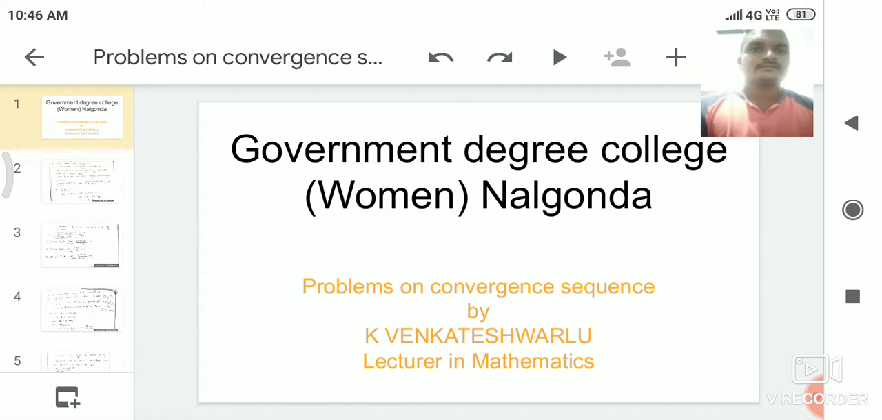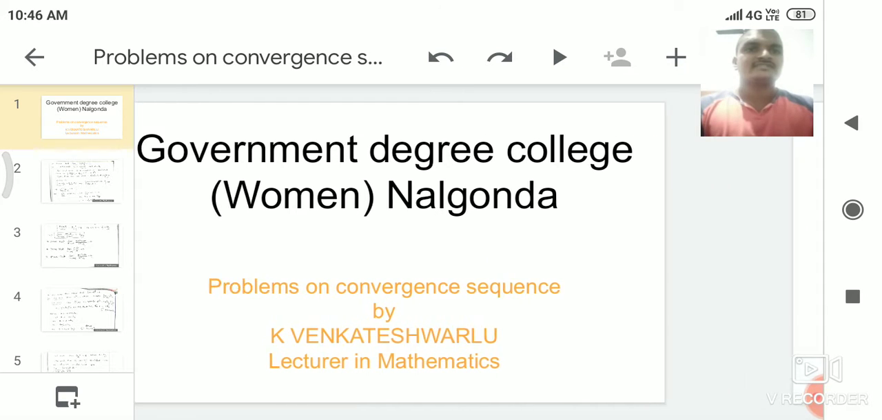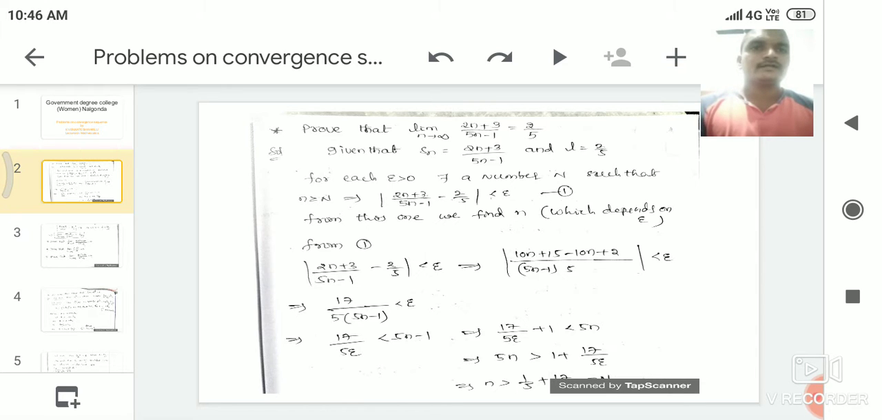In previous classes, we saw examples of convergent sequences, and now we see some more problems on convergent sequences. The next slide gives the problem on convergent sequence. Prove that limit n tending to infinity (2n plus 3) by (5n minus 1) is equal to 2 by 5. Here the given sequence is Sn equal to (2n plus 3) by (5n minus 1) and the limit value L is equal to 2 by 5.